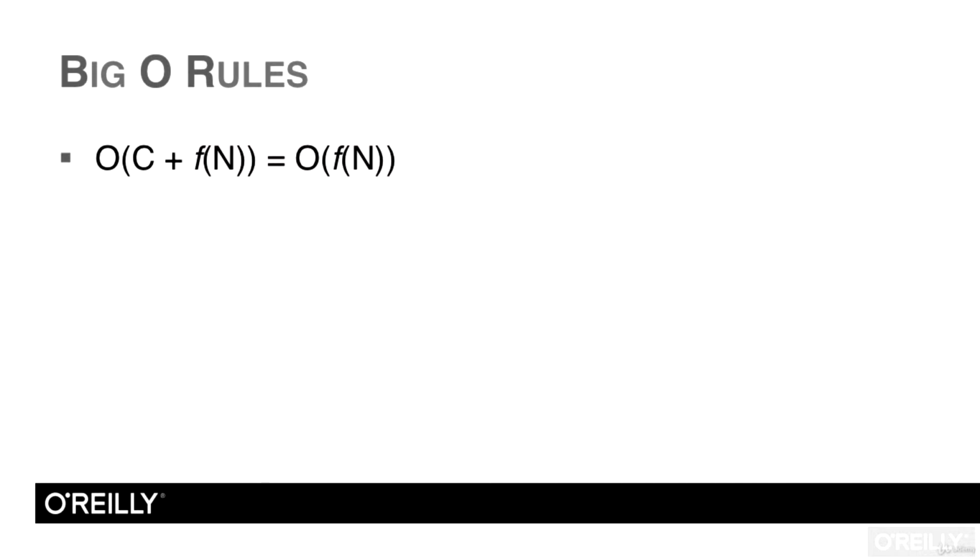Notice that this rule also means you could ignore constants that are added to a function. For example, order c plus f of n for some constant c is the same as order f of n. That's because the constant c is also a function, it just has a constant value. Because a constant is smaller than any function that increases as n increases, you can ignore the constant. That's rule 3. If the behavior depends on the sum of 2 functions, you can ignore the smaller function.